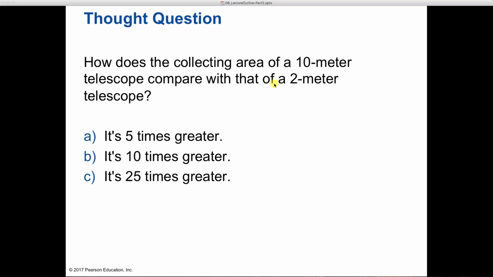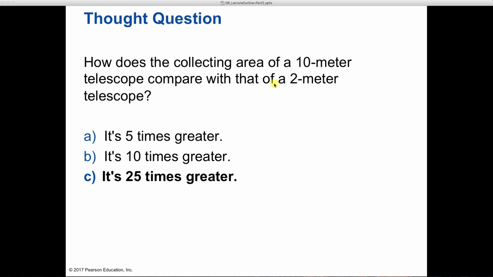How does the collecting area of a 10 meter telescope compare with that of a 2 meter telescope? So going from a 2 meter diameter telescope to a 10 meter diameter telescope, what is the factor difference? 10 is 5 times 2, so we're multiplying the diameter by 5, but remember that 5 is going to be squared when we talk about the area, so 5 squared is 25. So it's going to be 25 times greater in area, and so it's going to have a 25 times greater ability to gather light. It's going to gather 25 times more light energy than the smaller telescope.